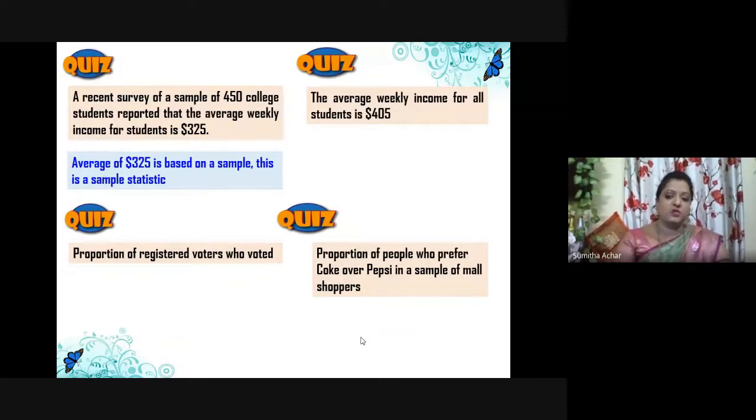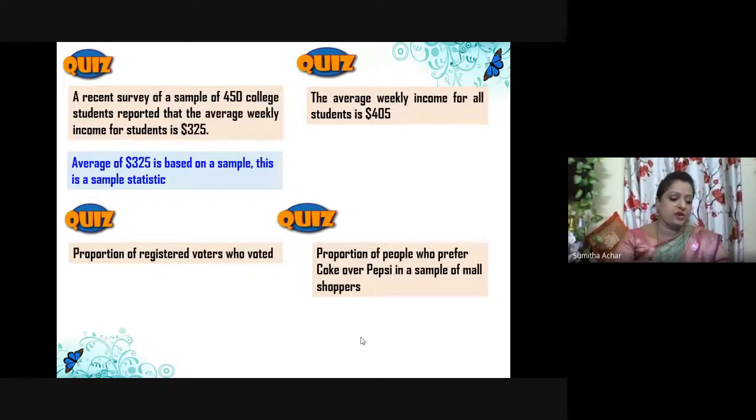Okay, so the next one: average weekly income for all students is $405. Tell me, average weekly income of all students. Definitely it's a population. Why? I have not told you which students, whether it's MBA students or graduating students or BCom students. I have not told you. I've told you in general for all students, the average income is 405, right?